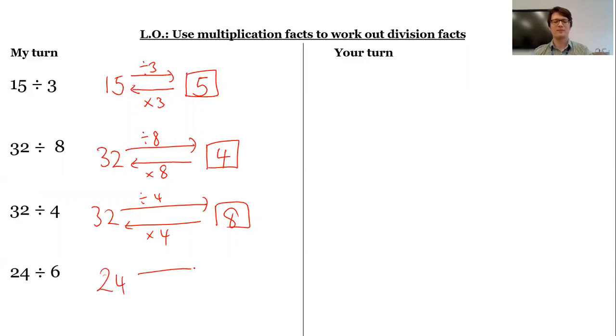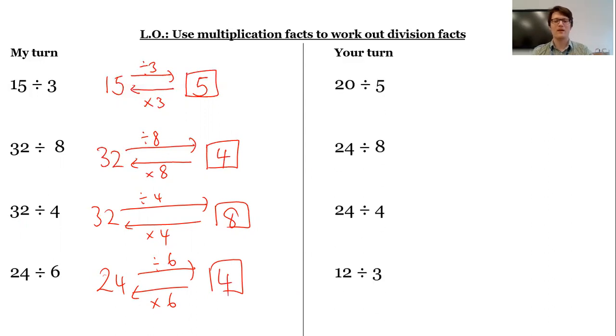What about this final one? 24 divided by 6 is something. So something times 6 is 24. Well, 6, 12, 18, 24. 4 times 6 is 24. So your turn.